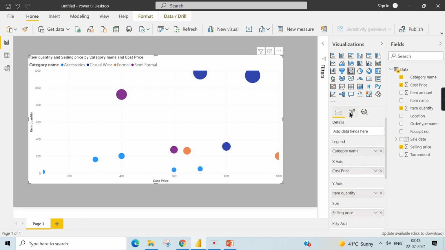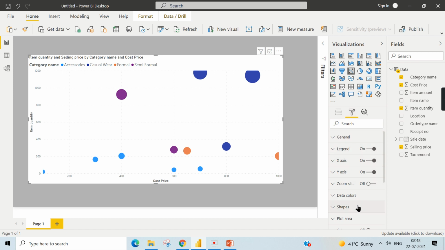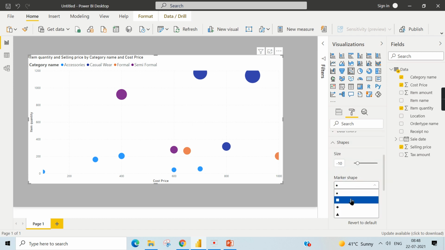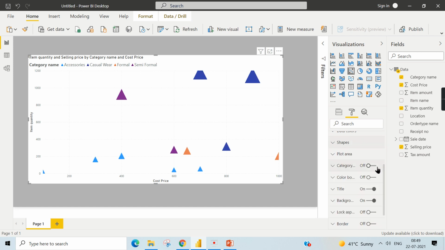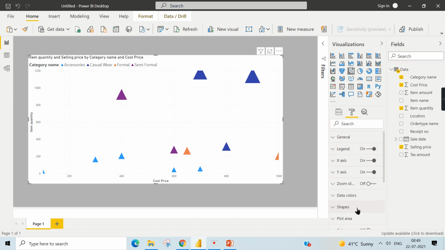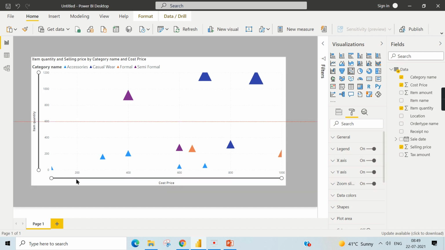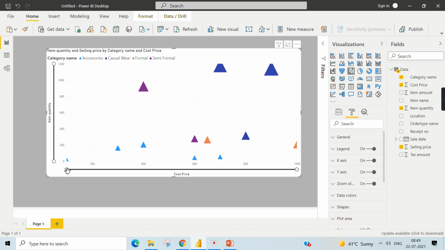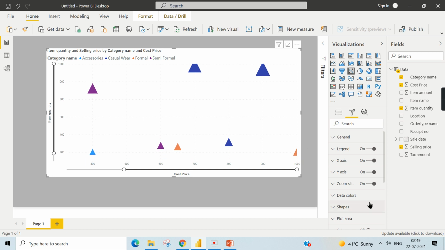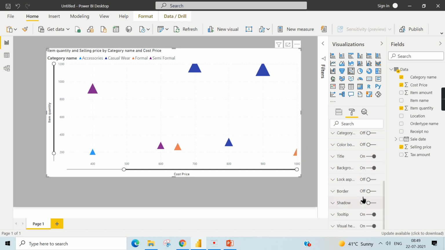So what are some of the properties we can quickly check? We have shapes. Instead of a circle or bubble, you can use different shapes like square or triangle, and some other shapes as well. And other properties are similar. You can change the colors here. These are some of the properties. A zoom slider is available for this visual, so you can zoom and focus on certain points. If you only want to focus on here, you can set it as the default option over here, that is also possible. Other properties are common across other visuals, you can explore them always.